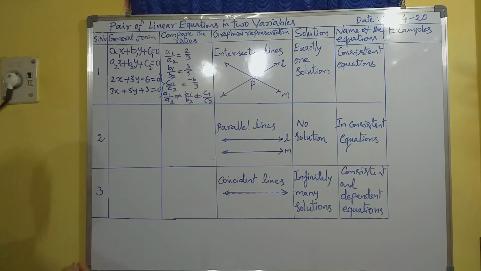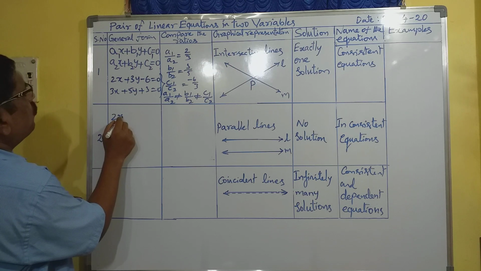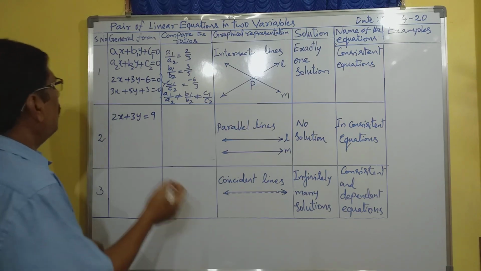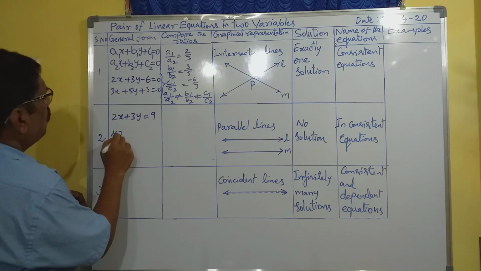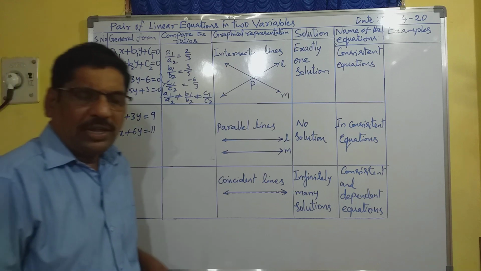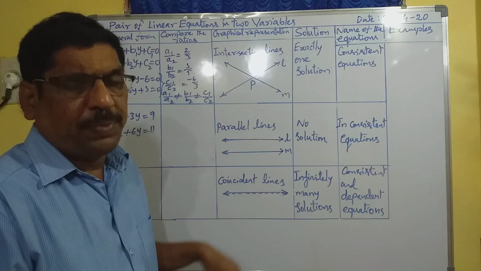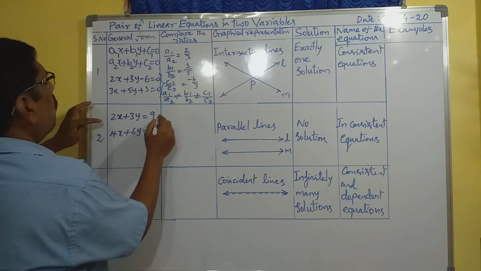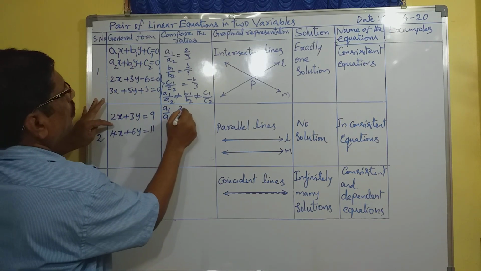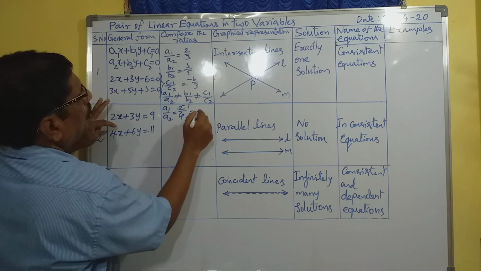Now, let us have one more pair of linear equations like this. 2x plus 3y is equal to 9, and 4x plus 6y is equal to 11. Now, let us compare the coefficients in this pair of linear equations also. What is a1 by a2? It is 2 by 4, which is 1 by 2.